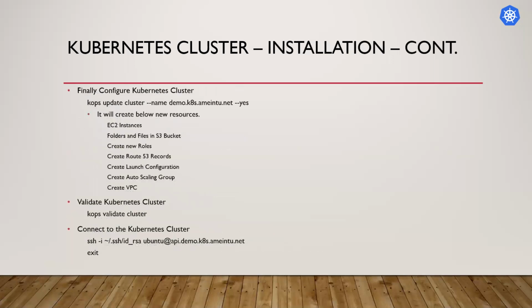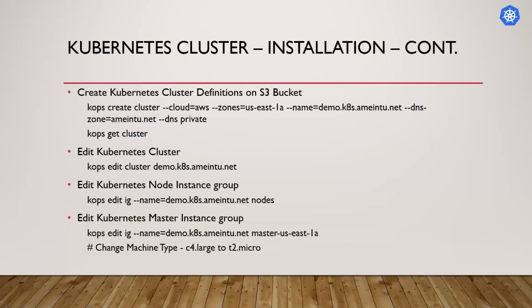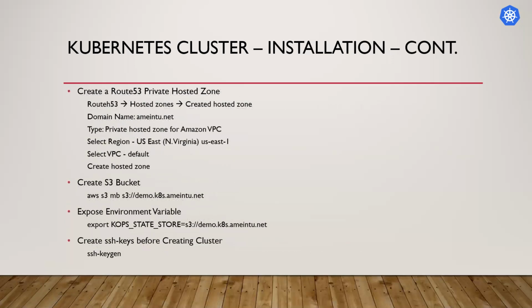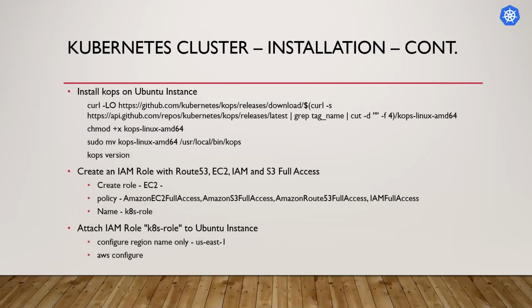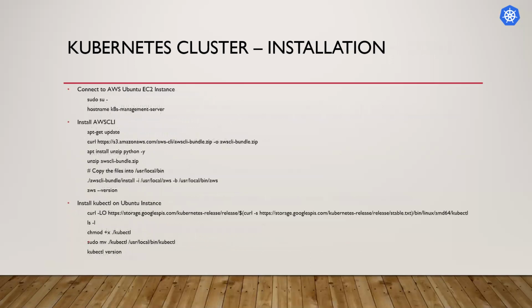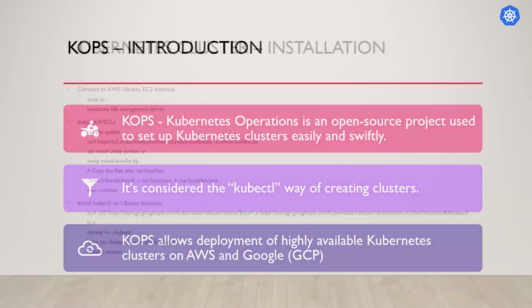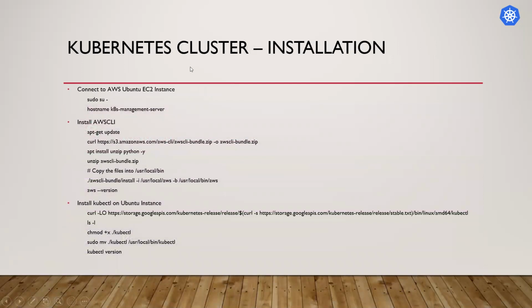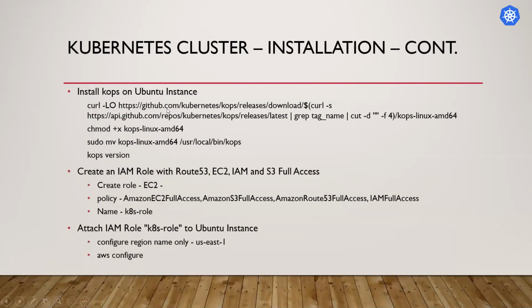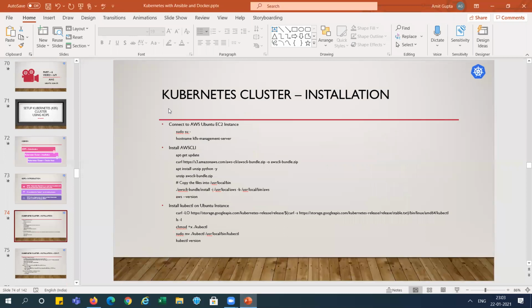We will do it step by step, and I've put all those steps in this PPT in one place, so it is easy for us to understand and do it. We have done up to here. Now we will start from here. First we will create one Ubuntu EC2 instance, and we need to put the name, like K8s Management Server.